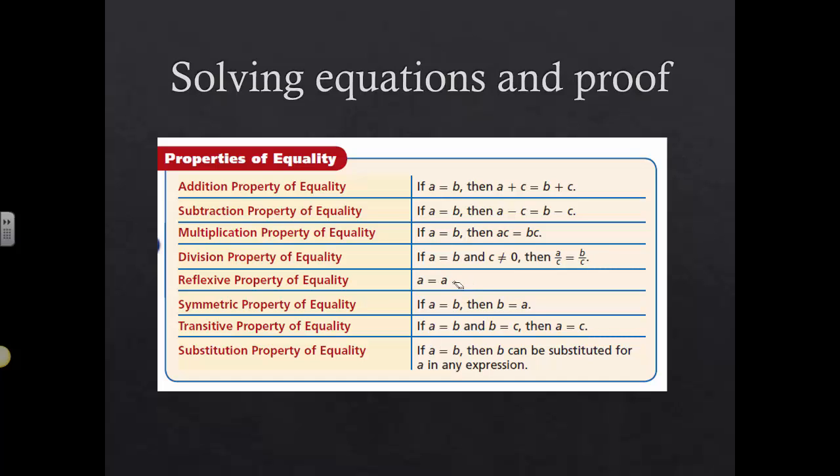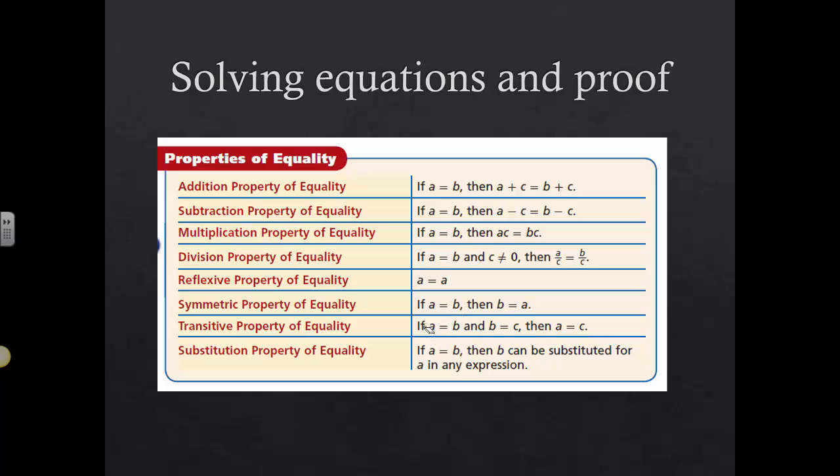The reflexive property just says that something is equal to itself. So in this case, they've given us the example A is equal to A. That's what we call the reflexive property. The symmetric property says if A is equal to B, then B is equal to A. That's what allows you to move things back and forth. For example, if we had 7 equals X and we wrote X is equal to 7, we were actually just using the symmetric property of equality.